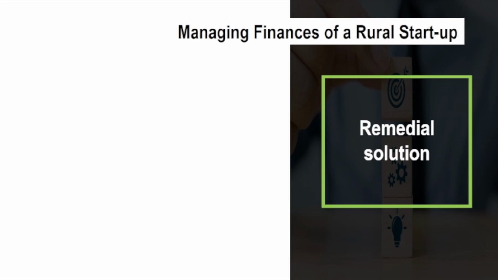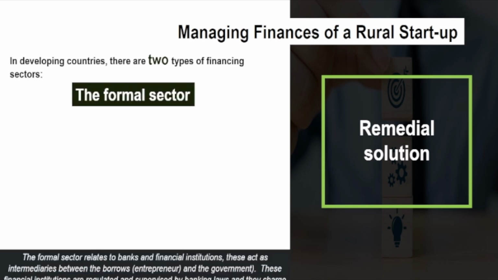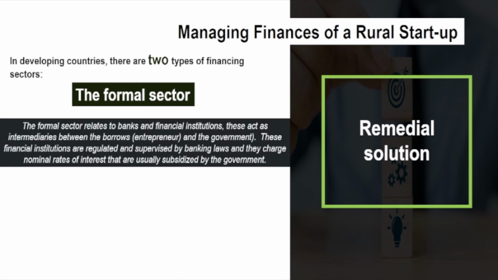First of all, let us understand the financing sector. In a developing country like ours, there are majorly two types of financing sectors. The first one is known as the formal sector. The formal sector is related to the banks and financial institutions. These act as an intermediary between the borrower, that is the entrepreneur, as well as the government.